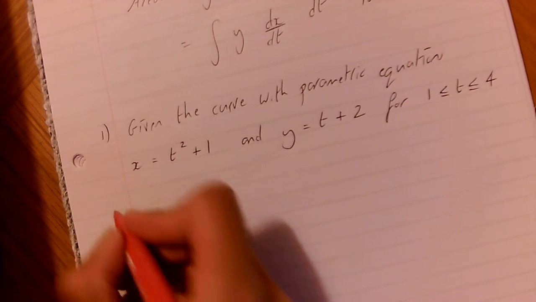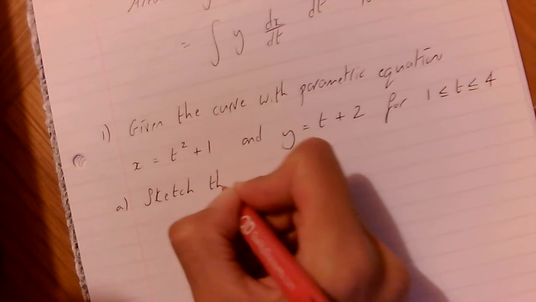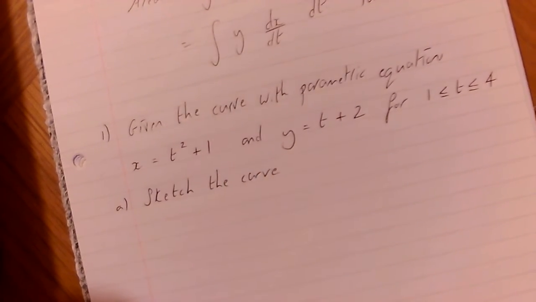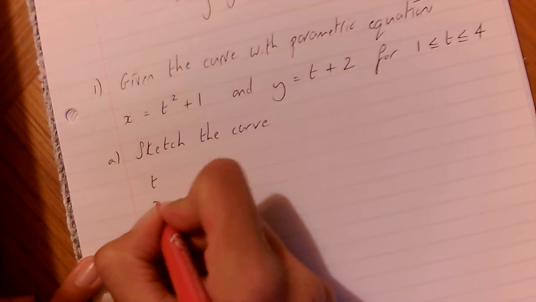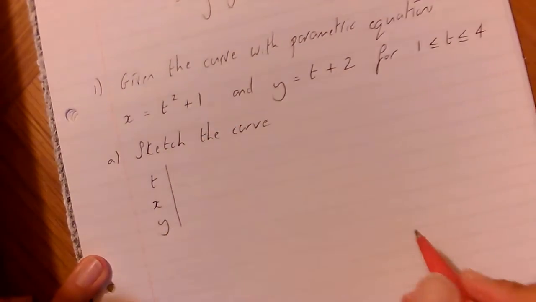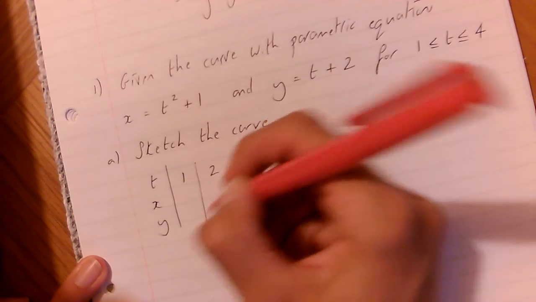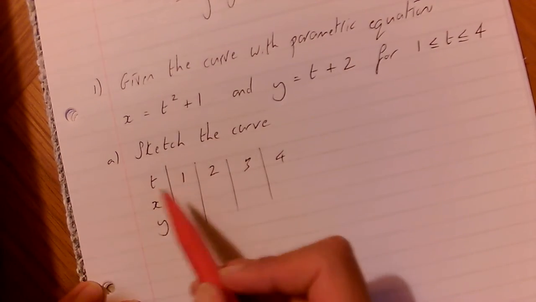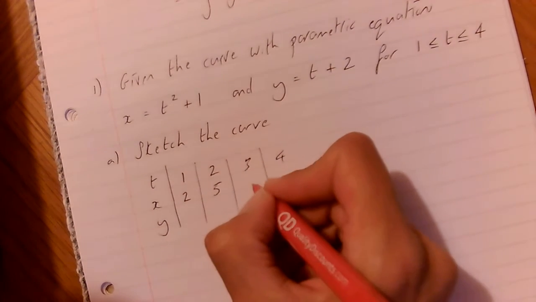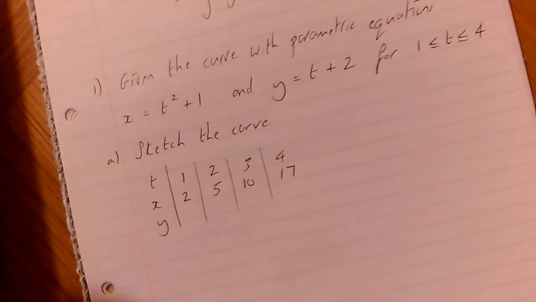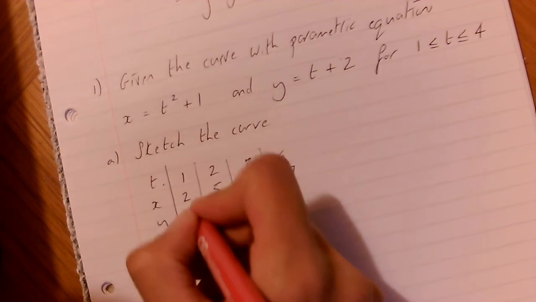The first thing we're going to do, so you can really see what's going on, is sketch the curve. I've always done it where we'll have a t value, an x value and a y value, and then I'm just going to do the integers 1, 2, 3 and 4. If I put t into x, we'll get 2, 5, 10 and 17. And if I put these t values into the y equation, we'll just get 3, 4, 5 and 6.